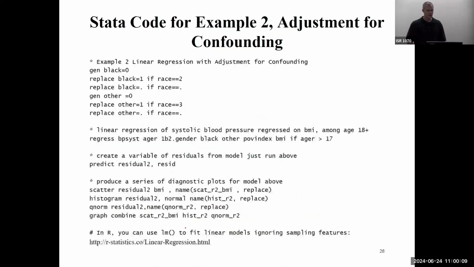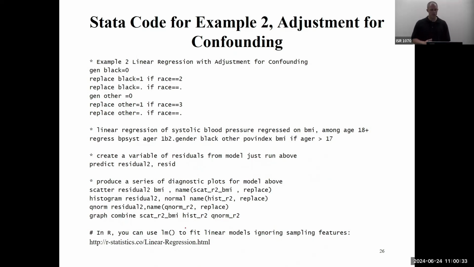Now, clearly, again, there are other variables that we could add to this particular model. Okay, so one example is adding race ethnicity. We could also add poverty index. Okay, we could add age. We could add gender. This is just a few of the variables that we might add to adjust for when looking at this relationship of BMI with systolic blood pressure.